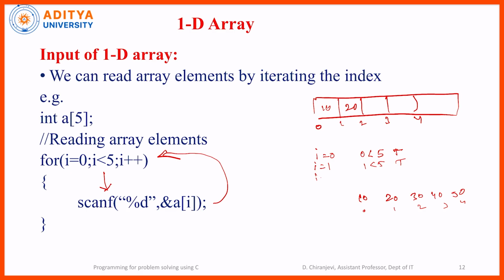Similarly, I plus plus, I equal to 2. 2 less than 5, true. Now A of 2 you are reading, that is 30. 30 will be stored. Now I value is 3. 3 less than 5, true. Now A of 3, value 40 will be stored. Similarly, I value 4. 4 less than 5, true. Now A of 4 is 50, and 50 will be stored in memory. Now I value 5. 5 less than 5 is false. When this condition is false, control will be transferred to outside the loop. Outside the loop nothing is there, so it stops reading the values. By then you have read 5 values, whatever size you specified. This is how you can read the elements in an array.